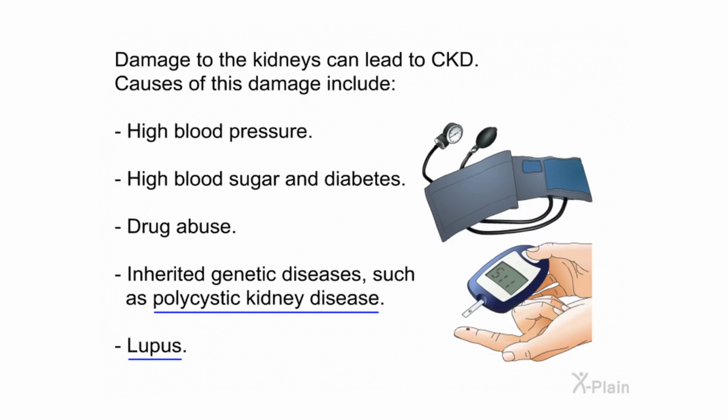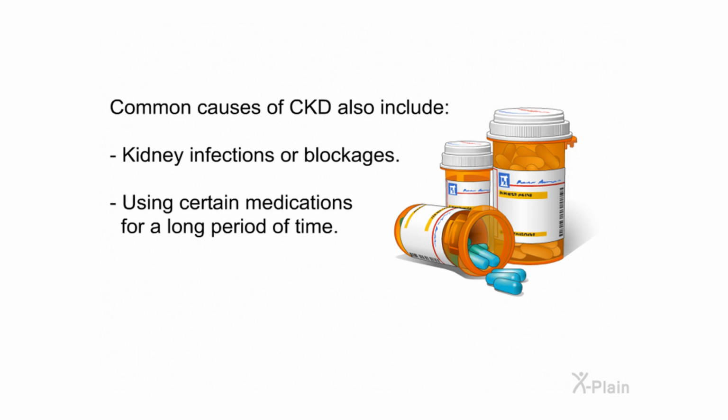Damage to the kidneys can lead to CKD. Causes of this damage include high blood pressure, high blood sugar and diabetes, drug abuse, inherited genetic diseases such as polycystic kidney disease, lupus. Common causes of CKD also include kidney infections or blockages, using certain medications for a long period of time.